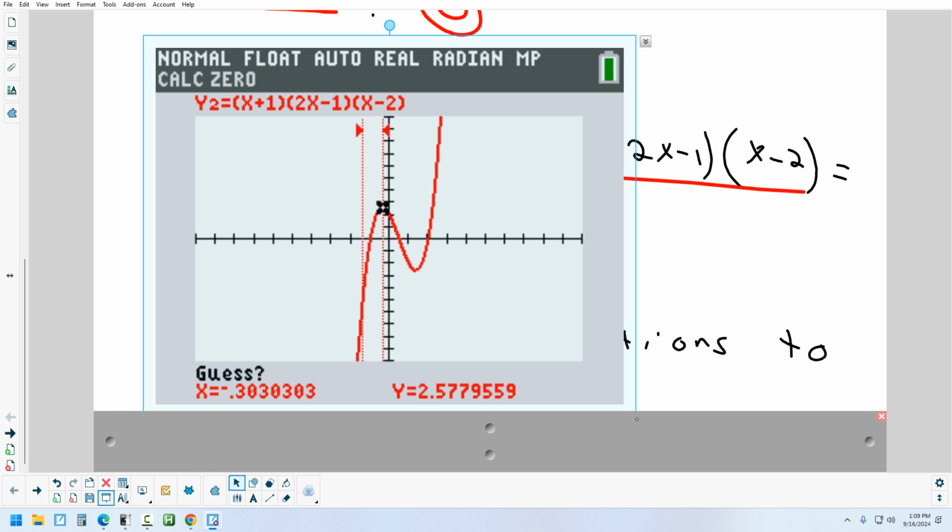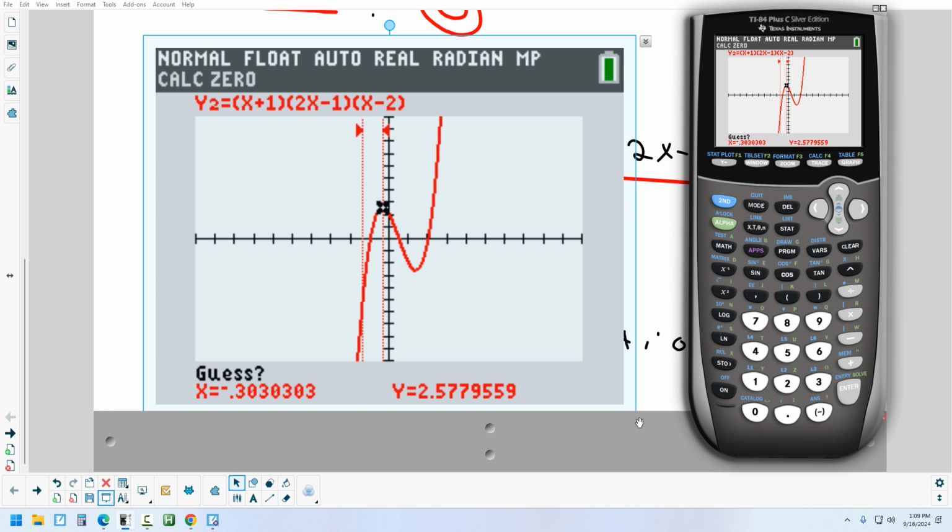The last thing that it's going to ask you is a guess. Because it only crosses once between the dotted lines, the guess doesn't matter. Just hit enter, and you get your first answer. -1 is one of the zeros of this equation. Yeah, we're going to do it again.